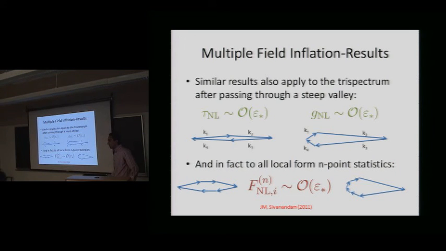It turns out you can go through the same sort of argument for the higher point functions. And for the 4-point function, what you see is tau NL and GNL, which characterize quadratics that look something like this in field space. These things also become slow roll suppressed. And in fact, you can make a general argument that all local form n-point statistics approach slow roll suppressed values after passing through a steep valley in field space.